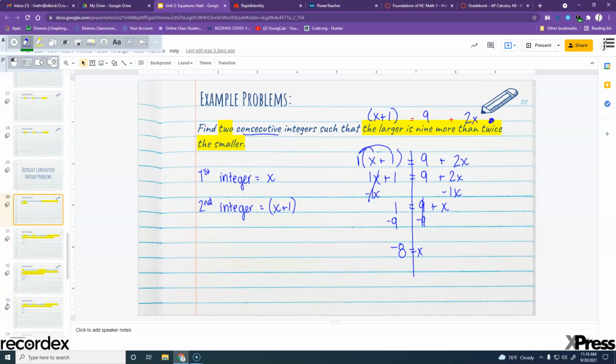Okay. Alright, so first integer is negative 8. What's the next one? Negative 7. Because we added 1 to that 8. Questions?